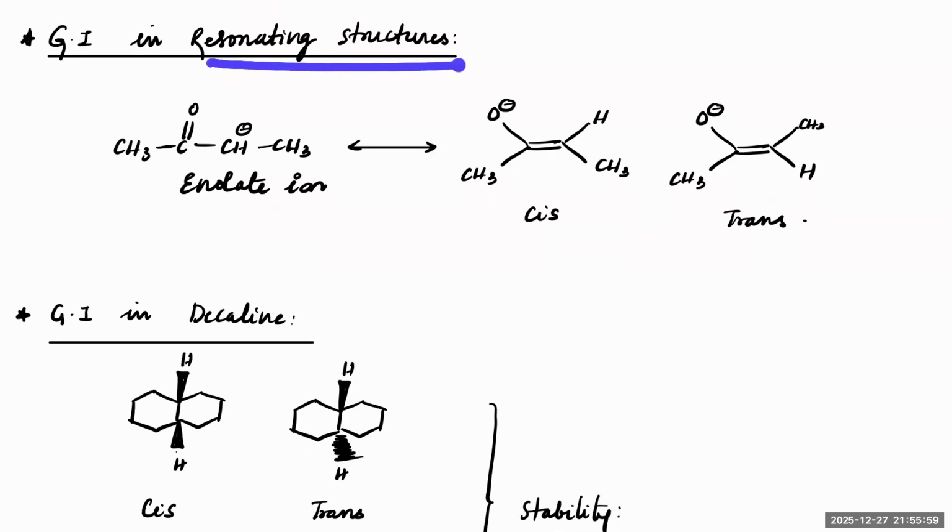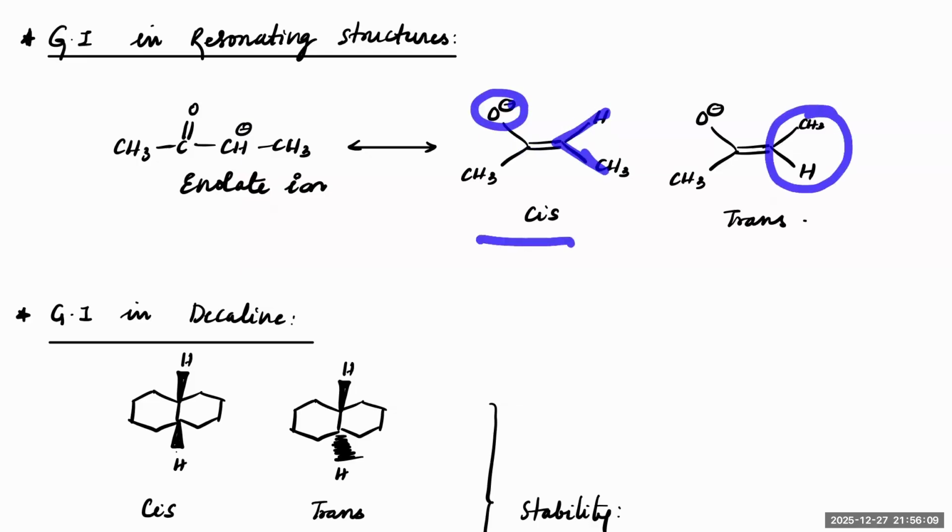Next, in resonating structures, if you have a minus here, I can make a double bond with O minus. So you can have this O minus here. This H and methyl can be exchanged. You can get cis and trans isomers in this case.